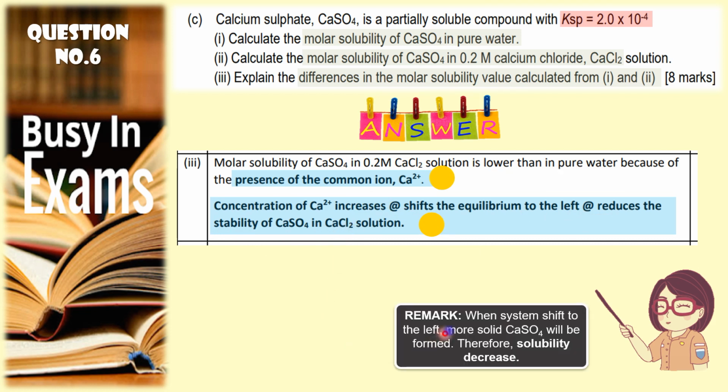Alright, so just a remark: when the system shifts to the left side, more solid CaSO4 will be formed, therefore solubility will decrease. That's why the solubility of CaSO4 in 0.2 molar CaCl2 is lower than in pure water.